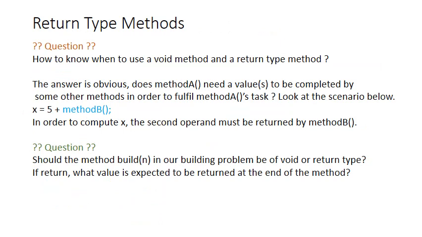Now let us look at return type functions. Now how to know when to use a void method and when to use a return type method? The answer is quite obvious. We need to look at whether method A or any method needs a value or values to be completed by some other methods in order to fulfill method A's task. Look at the scenario below. In order to compute x, the second operand must be returned by method b.